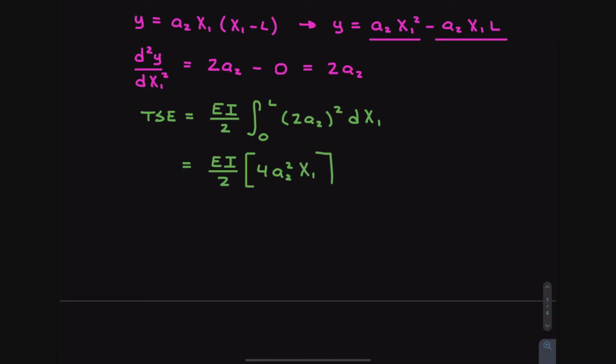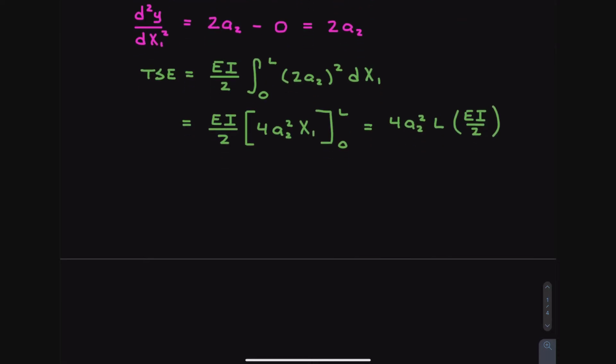And we know that we're integrating this from 0 all the way to L. So therefore, it's simple to see that our answer is going to be 4a2 squared times L, and then all multiplied by that constant out in front, which is EI, all divided by 2, and that's it. So all we need to do to find out our answer is just simplify it.